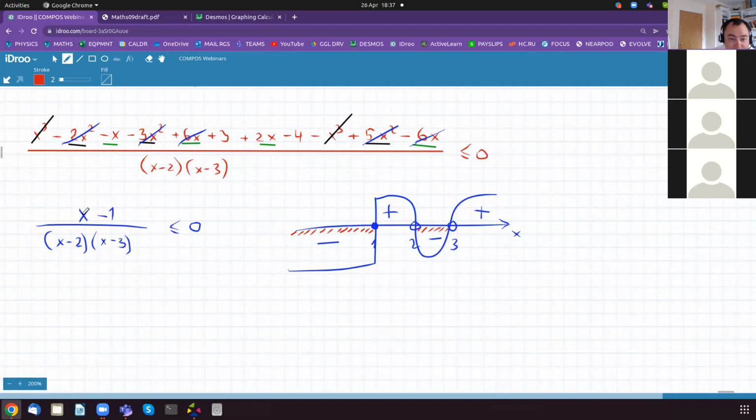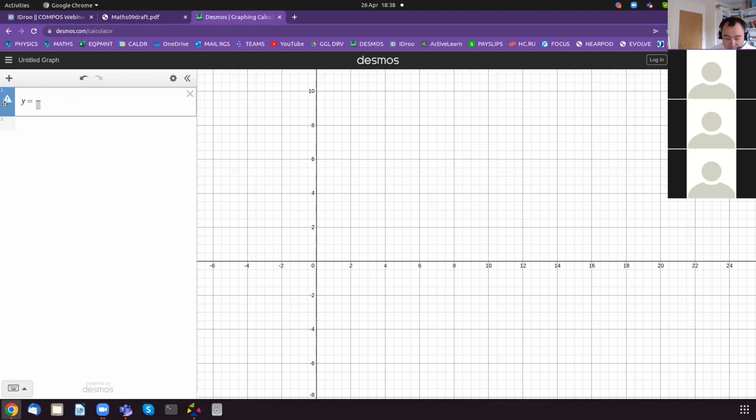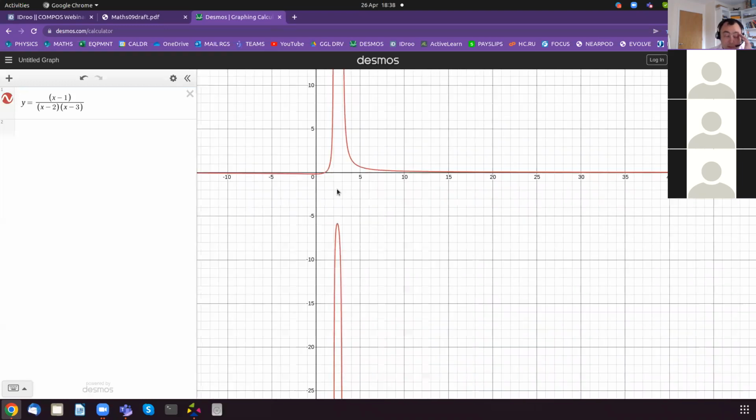Okay, if you sketch this function, you will see a similar pattern here. Let's actually do it. So x minus 1, x minus 2, x minus 3. So y is equal to the fraction x minus 1 over x minus 2, x minus 3. Here we are.